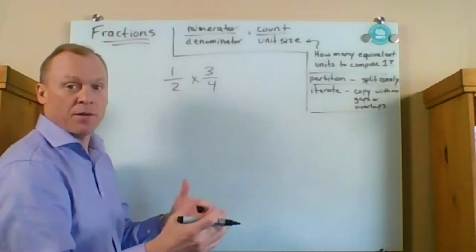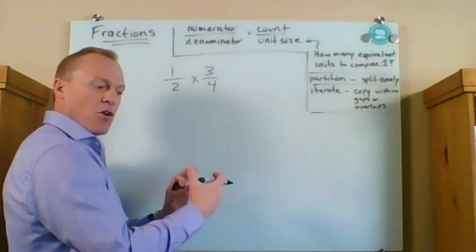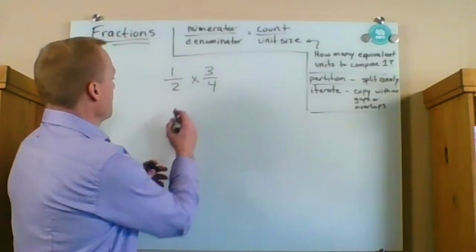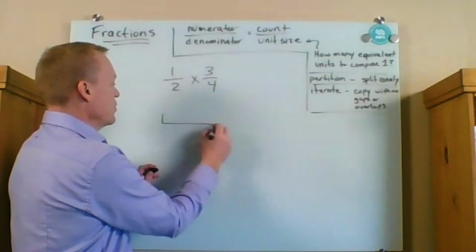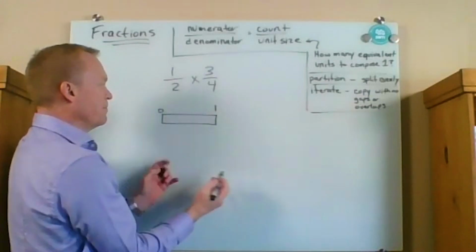So I'm going to use the bar model. Bar model and number line are two of our favorite models because they can start early in kindergarten and be used all the way through algebra and upper level mathematics. So the first fraction is 1/2. I'm going to model that with a bar model, 0 and 1.